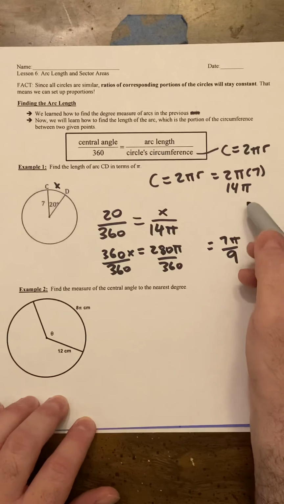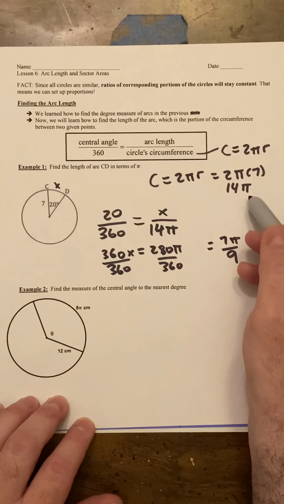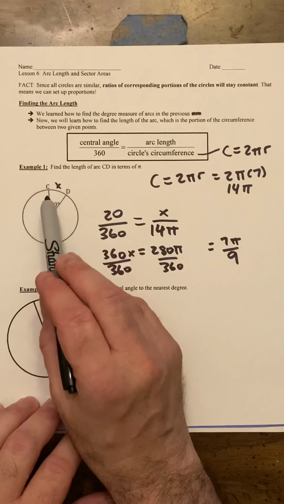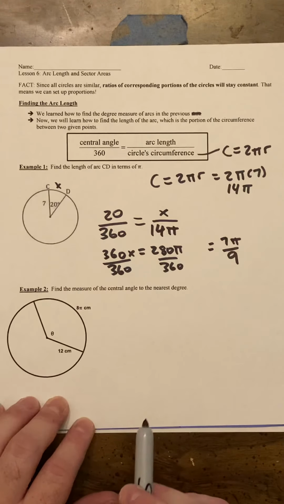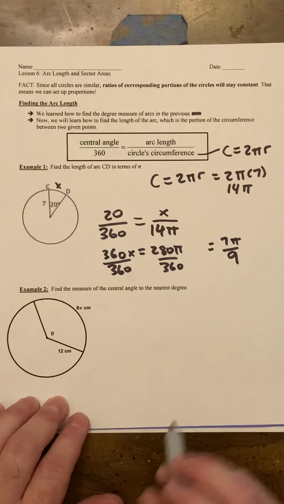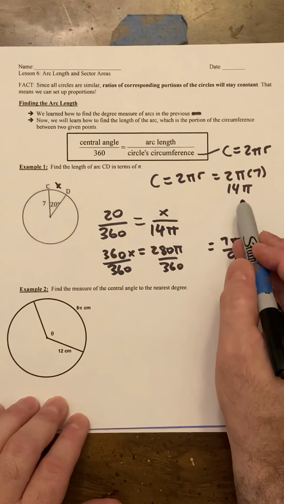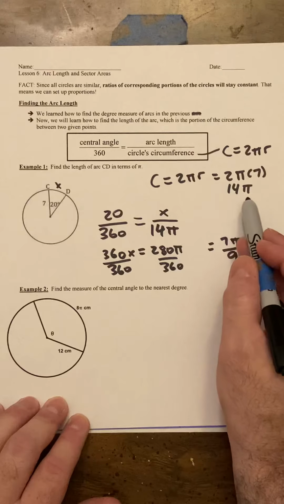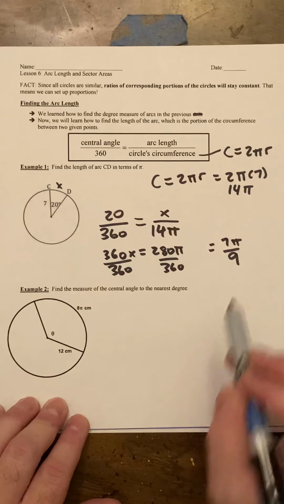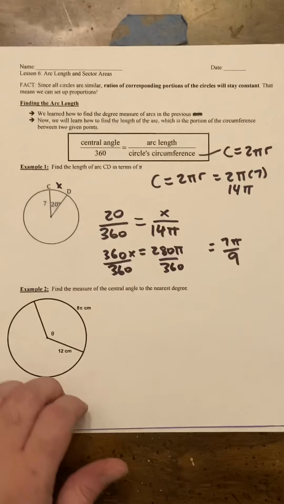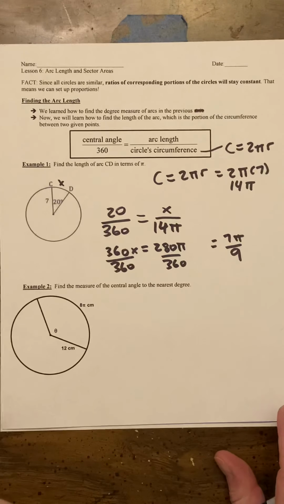The distance around the whole circle is 14 pi, and this piece right here is only 7 pi over 9, 7/9 pi. This is 14 multiples of pi. This is not even 1 full pi, this distance, okay? So now you kind of get the idea of how to use this formula.